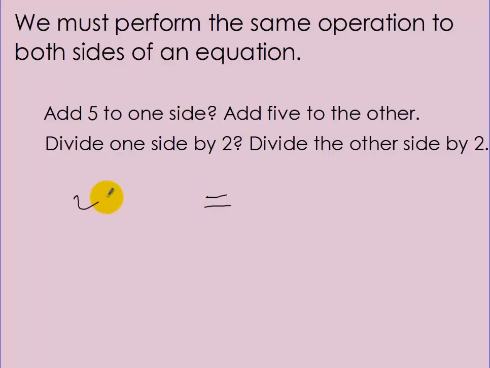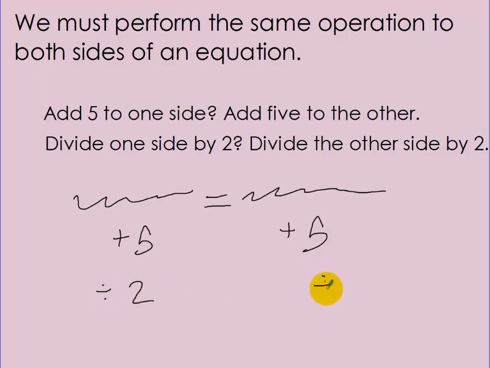So there's an equal sign, there's a bunch of stuff on the left, a bunch of stuff on the right. If you want to add 5 to the left, you must add 5 to the right. If you want to divide by 2 on the left, you must divide by 2 on the right. The equal sign is a dividing line. So you have to do it on both sides.